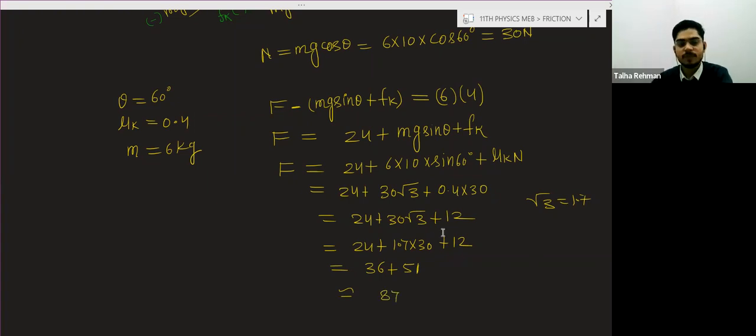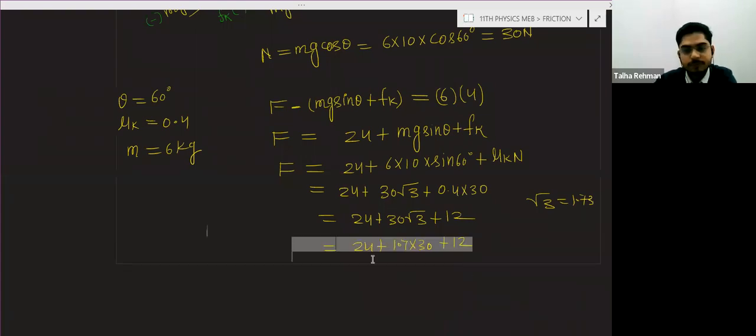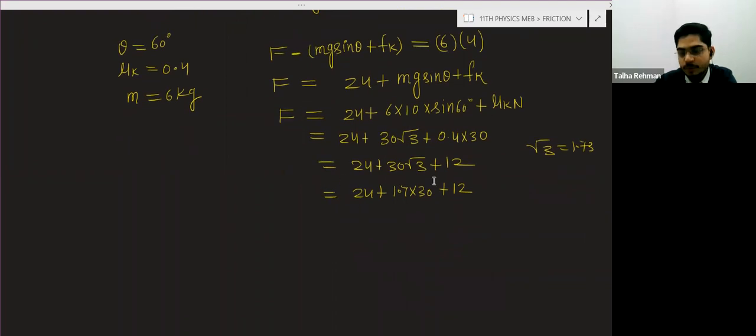So I think you will get approximately 87. If you take 1.73 here, then there will be variation in the answer. So you will get at least 86, 87.6 at least. It is better to take 1.73. When you take it, you will get the answer 87.6.